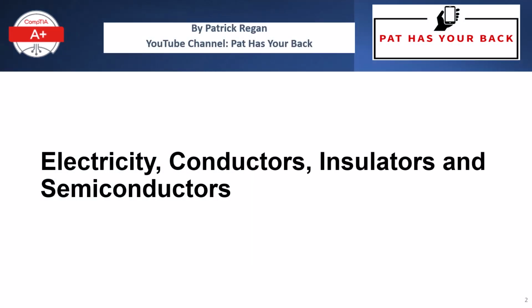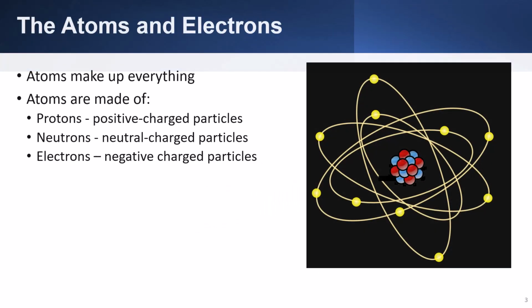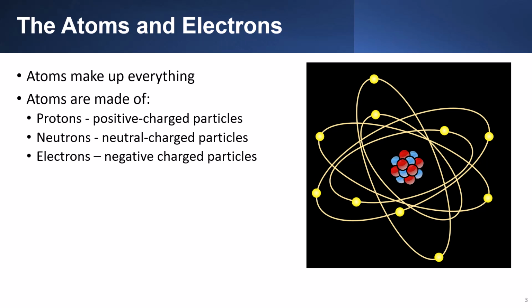Let's start explaining what is electricity and how conductors, insulators, and semiconductors interact with electricity. Atoms make up everything. An atom consists of protons, neutrons, and electrons. The core of the atom is made of positively charged particles called protons and neutral particles called neutrons. Electrons are negatively charged particles that circle around the core.